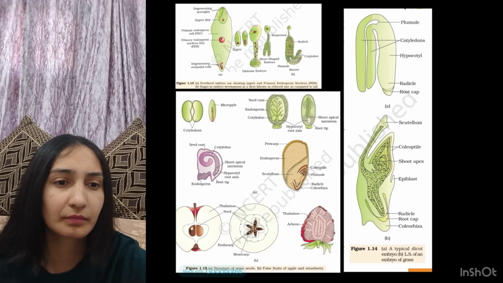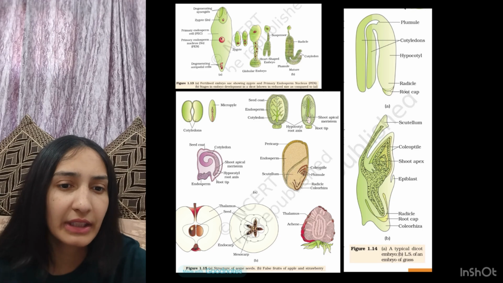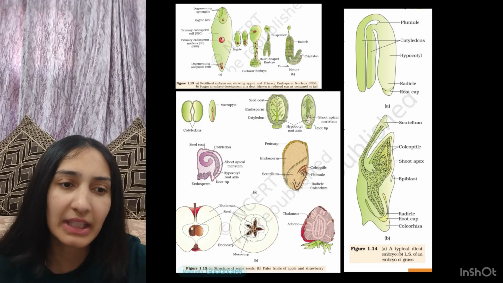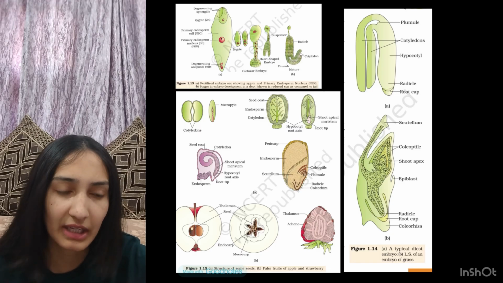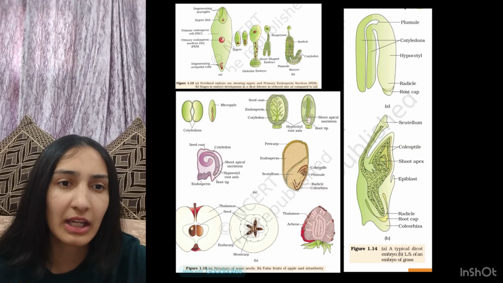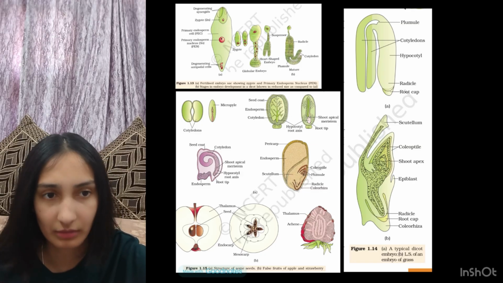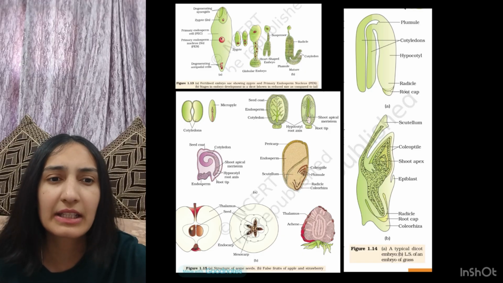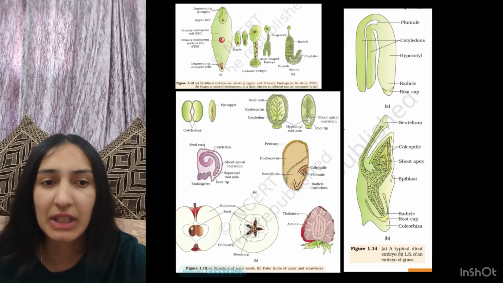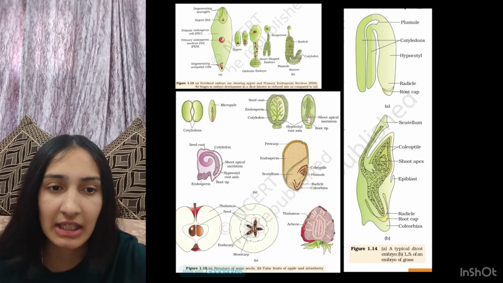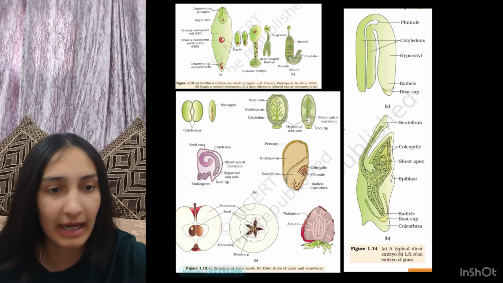Next, look at the diagram 1.13. So A depicts your fertilized embryo sac which shows zygote and primary endosperm nucleus, that is PEN. So in A you can see we have degenerating synergids, we have the zygote, that is obviously 2N now, and this is the primary endosperm cell, that is PEC. We have primary endosperm nucleus that has now become 3N, that is PEN, and we have the degenerating antipodal cells.